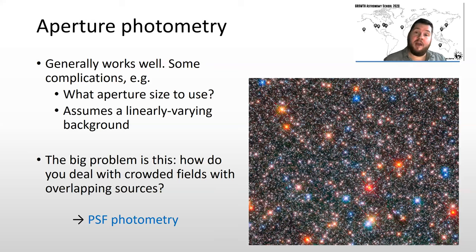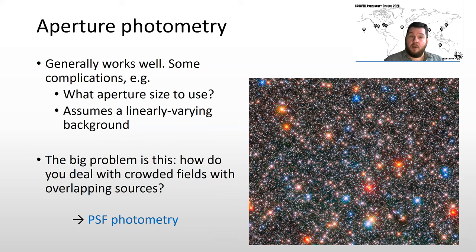So I talked about measuring the background from the annular surround. When we do that, we're assuming that we have a linearly varying background. So if we have a fairly complicated background, one that's quite lumpy and variable in unpredictable ways on short timescales, then that's not going to give an optimum result. But these are minor complications. Generally, the technique of aperture photometry works very well on isolated stars.